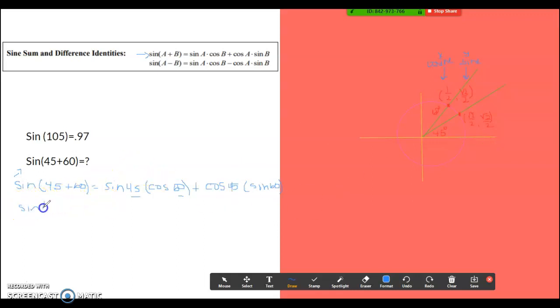We have the sine of 45 plus 60 is equal to the sine of 45, which we know from the values is radical 2 over 2, times the cosine of 60, which we know is 1/2, plus the cosine of 45, which is radical 2 over 2, times the sine of 60, which is radical 3 over 2.